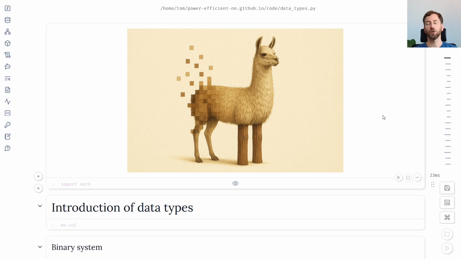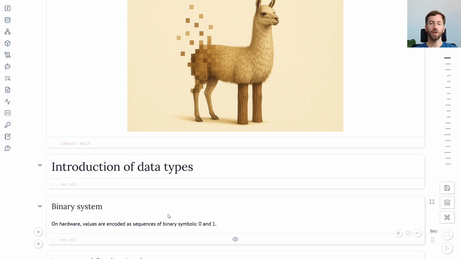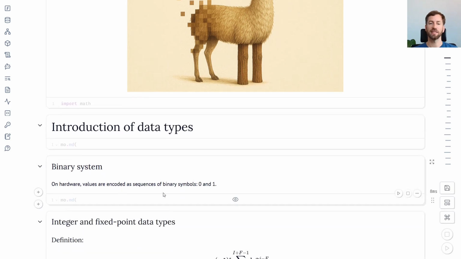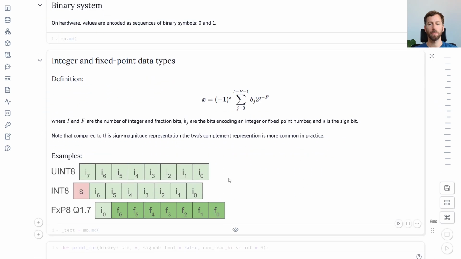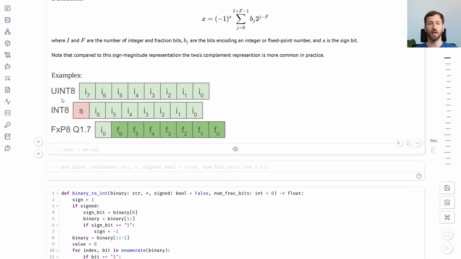Let's jump into the coding session. Here I'm using a Marimo notebook that you can access via the URL that I shared at the beginning of this talk. Let's first talk about data types. On hardware, values are encoded as sequences of zeros and ones. So what does this mean for integer and fixed point data types? So let me scroll down. First we start with unsigned integers.